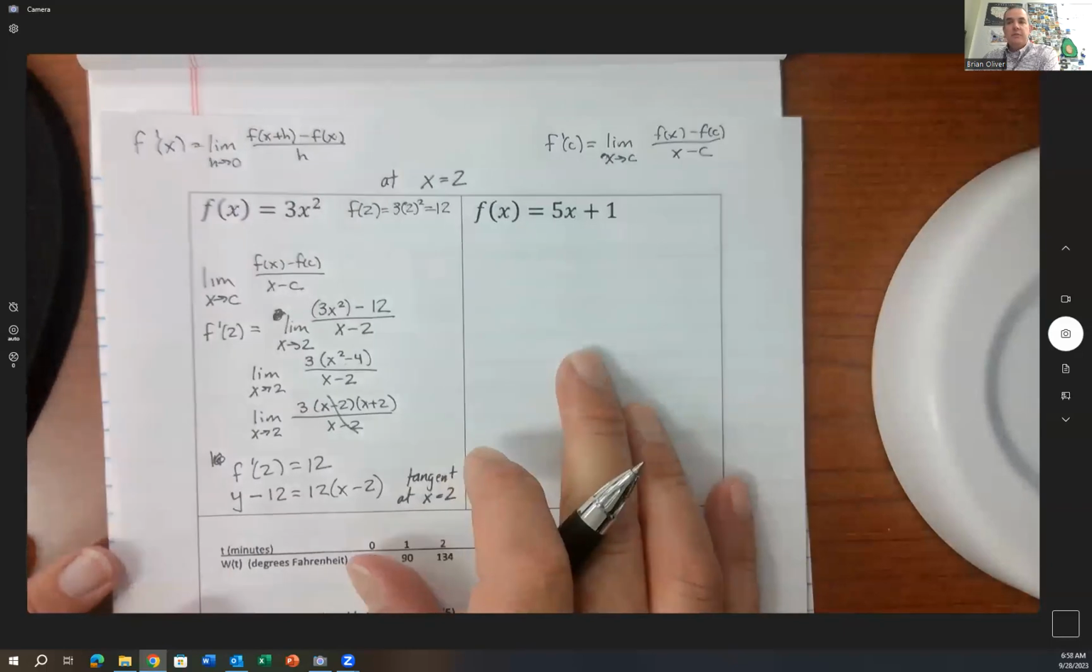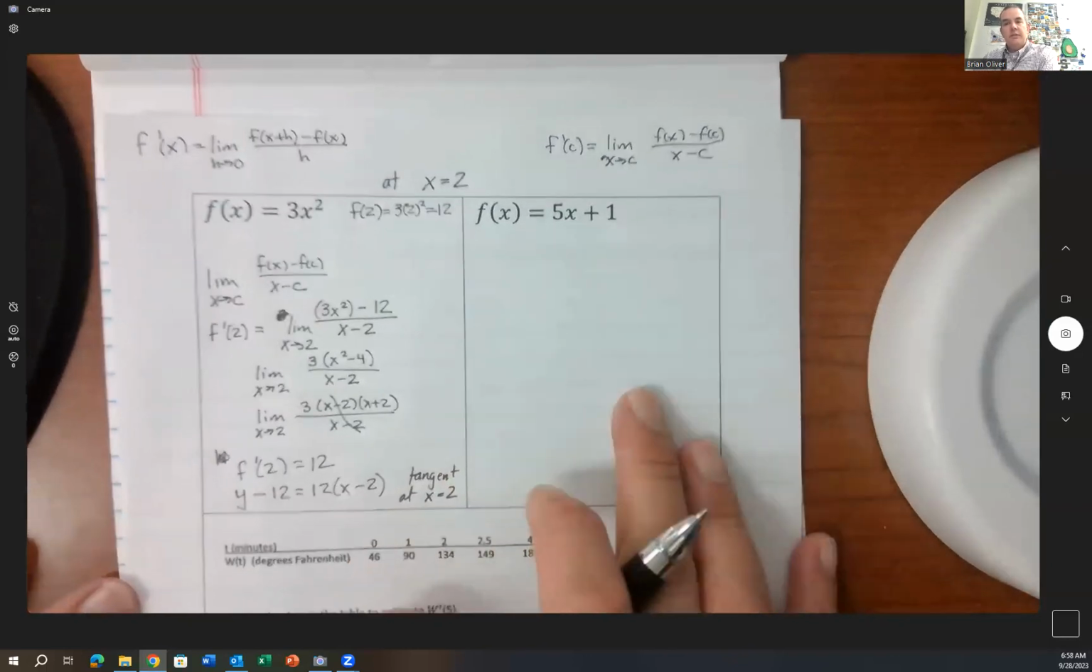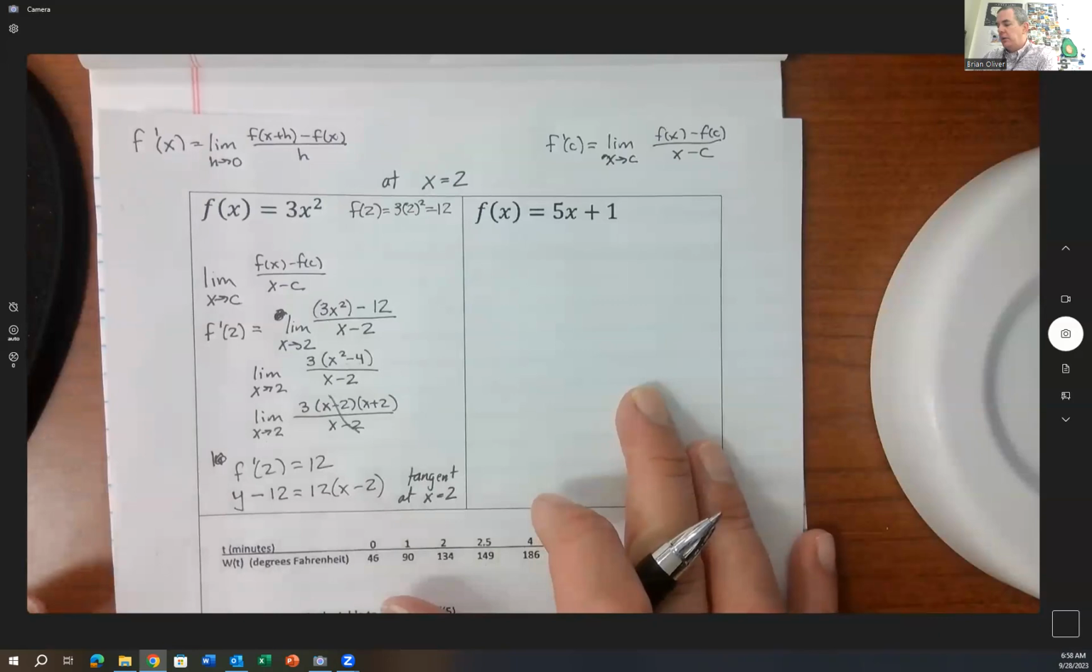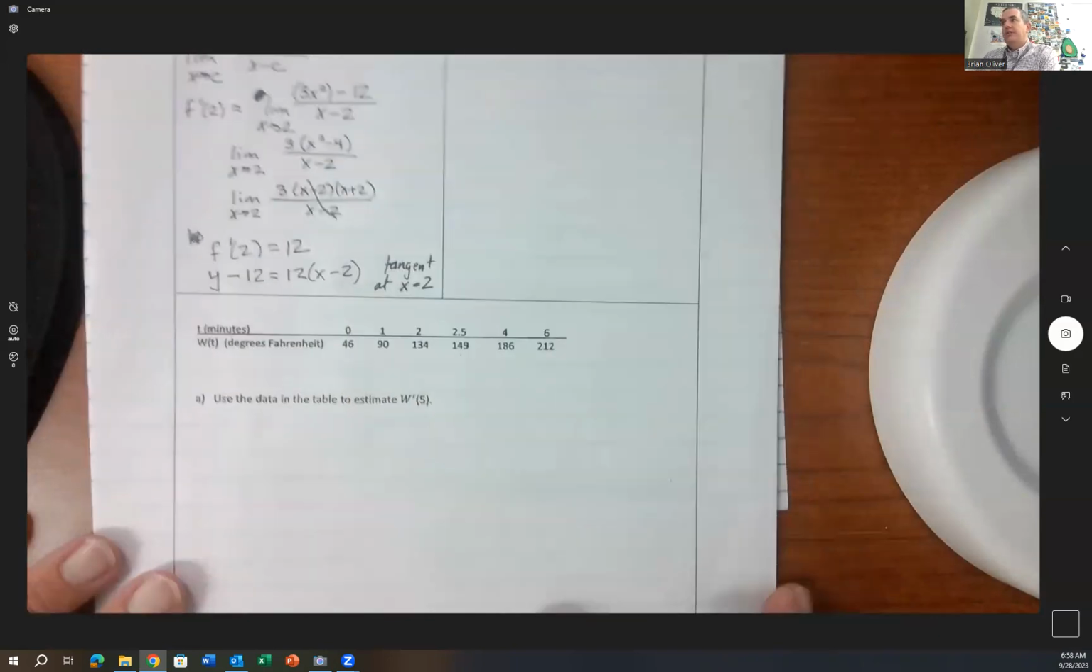I gave this one in class. I'll leave you to try this one again on your own and then compare your notes. I'm going to just show some other ways that this is done.